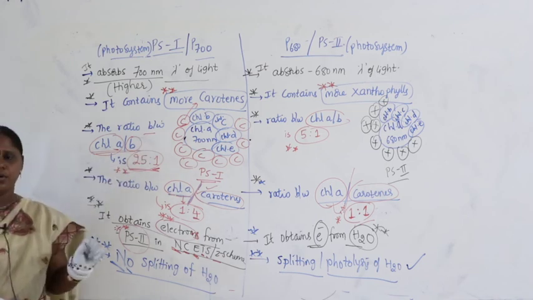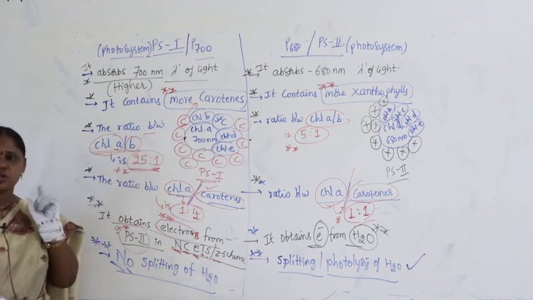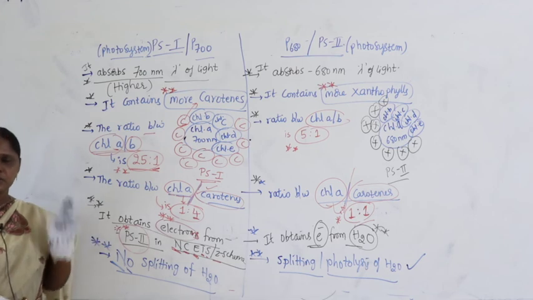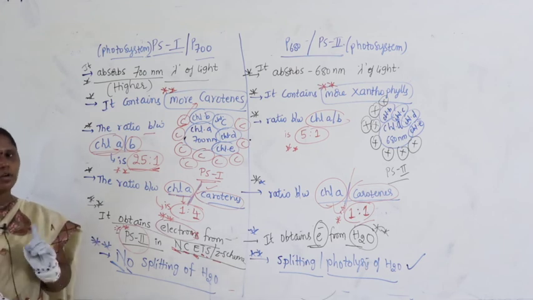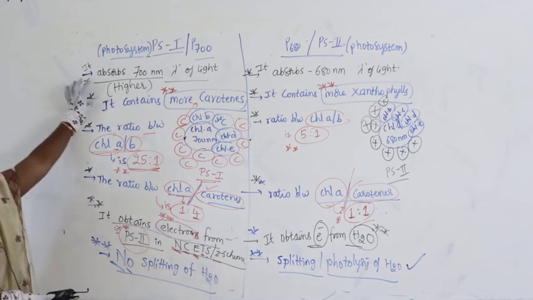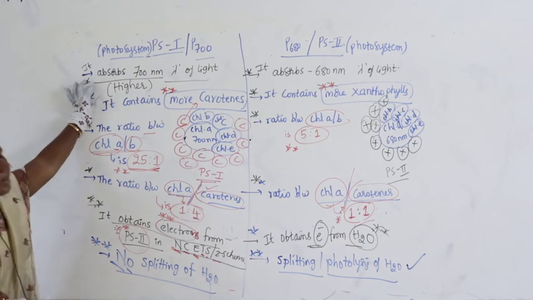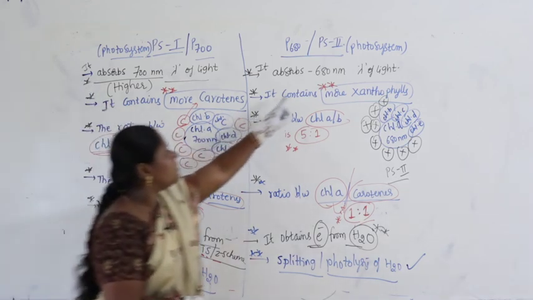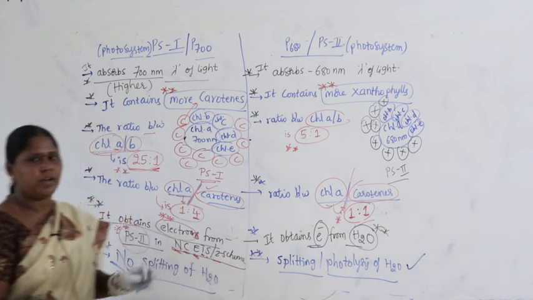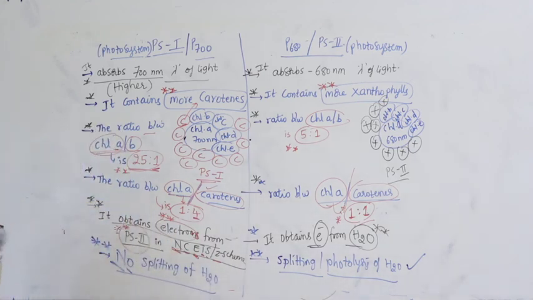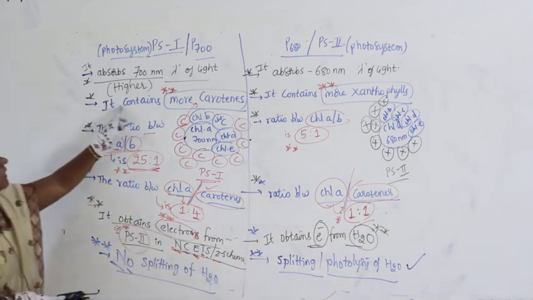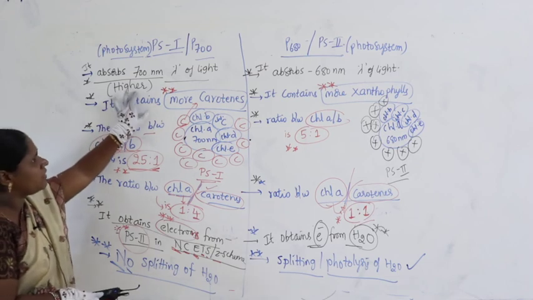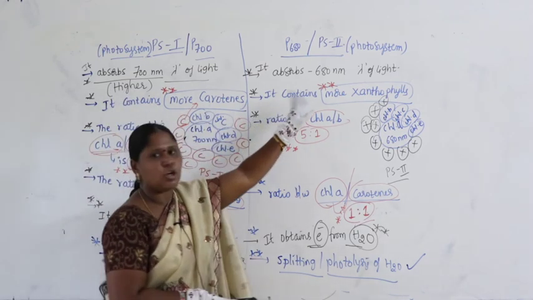Very important points, guys. Keep attention and make sure you write them down in your notes. PS1 absorbs 700 nanometers wavelength of light, and PS2 absorbs 680 nanometers. Make a clear difference in your mind. PS1 takes the higher wavelength; PS2 takes the shorter wavelength.